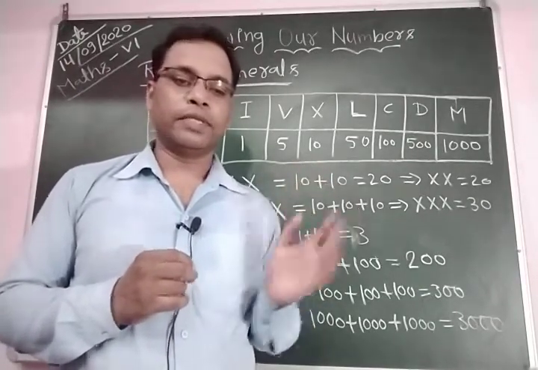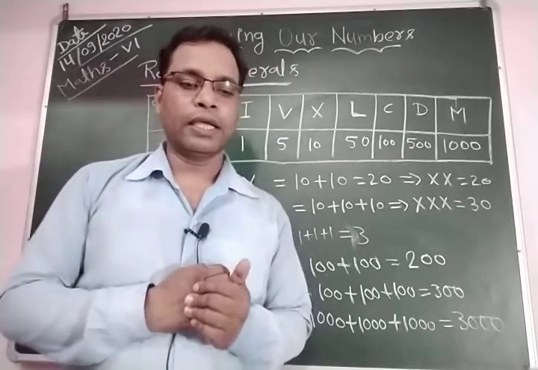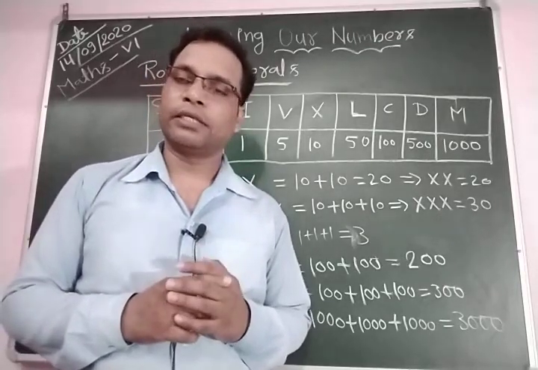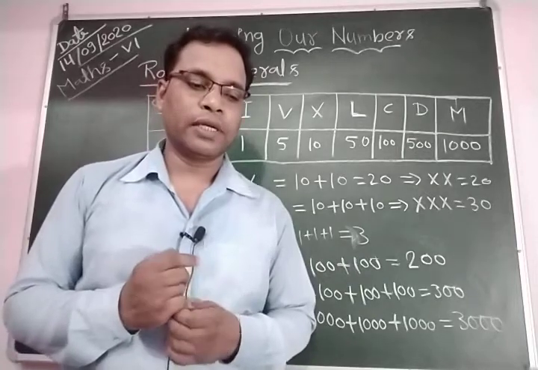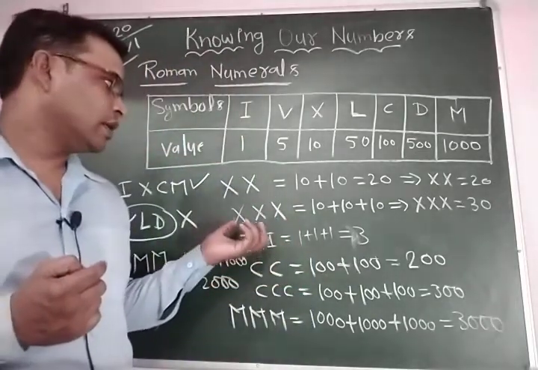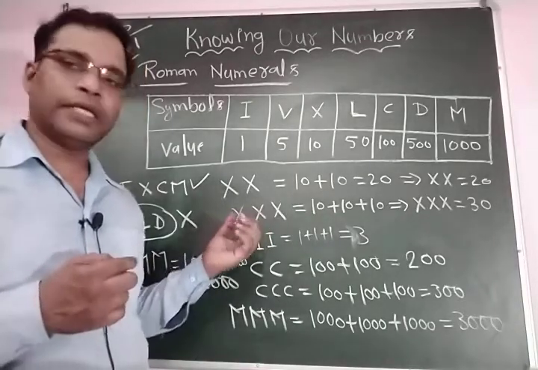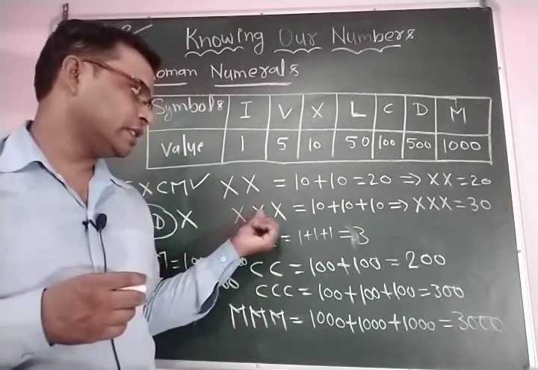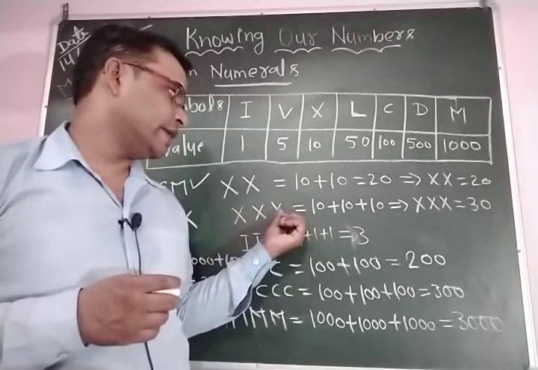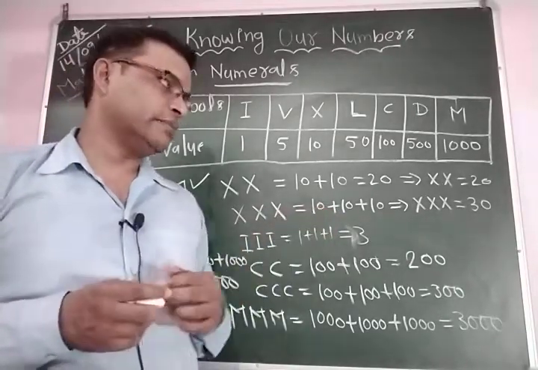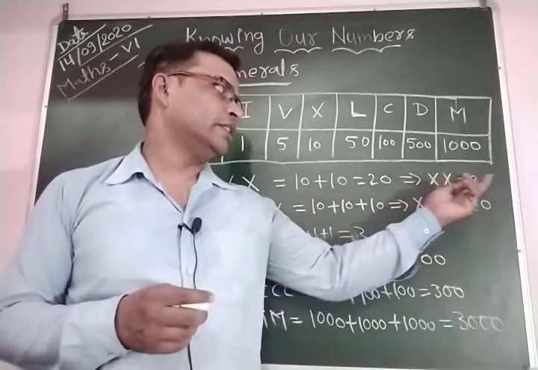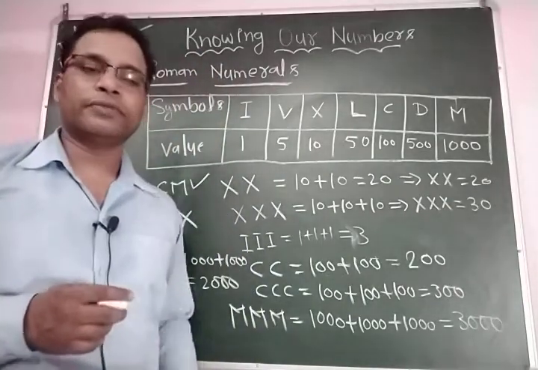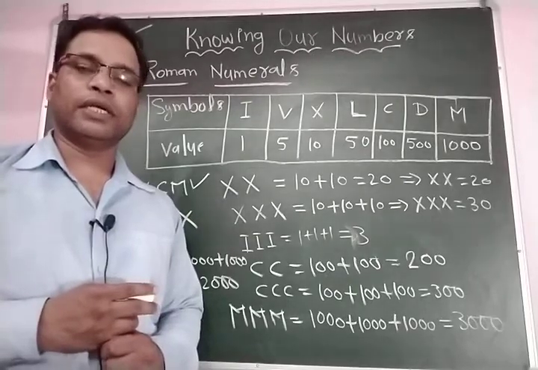This is rule 1, when the symbol is repeated. And any symbol can be repeated only a maximum of 3 times. I hope all of you understood how to find the value of a repeated symbol. If any symbol is repeated, then we add that symbol how many times? Here 3 times, you can see X, so we add the value of X, 10 plus 10 plus 10, 3 times, this is equal to 30. XX is equal to 20. XXX is equal to 30. Okay, student, I hope all of you understood the first rule of Roman numerals.